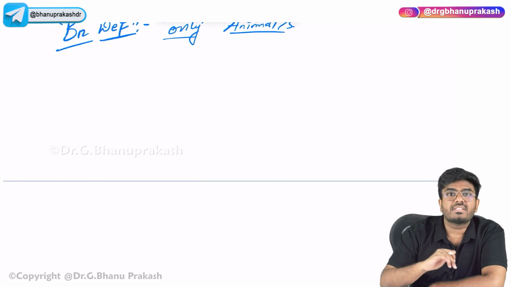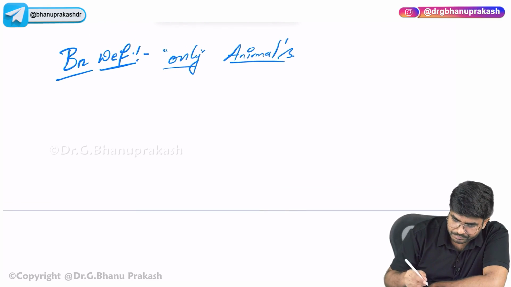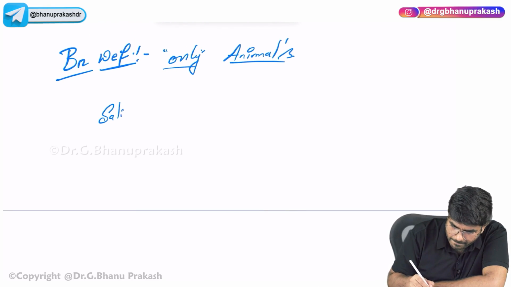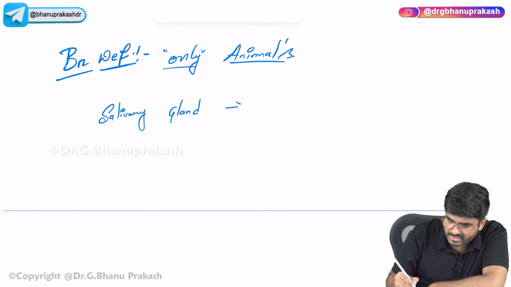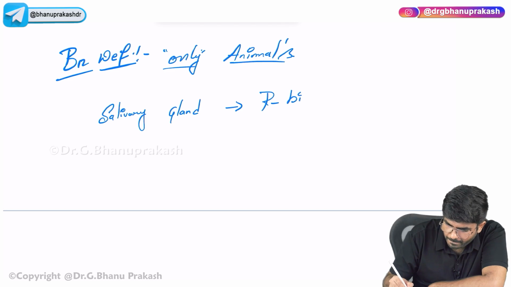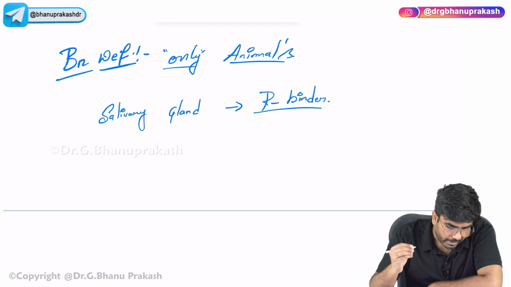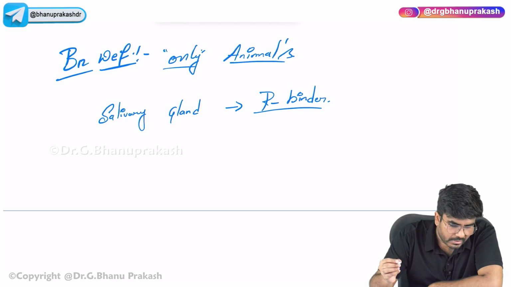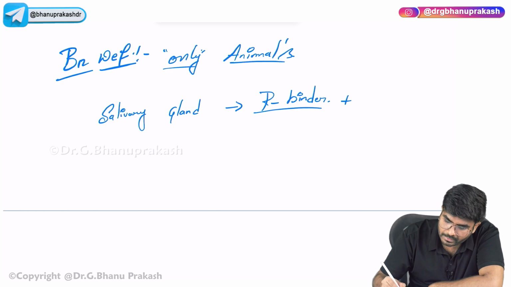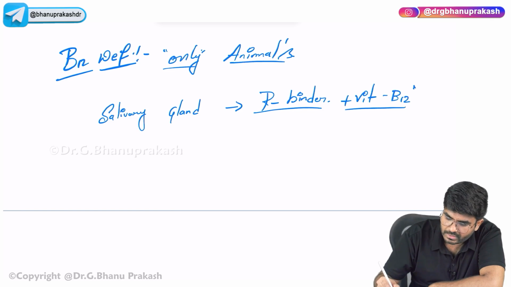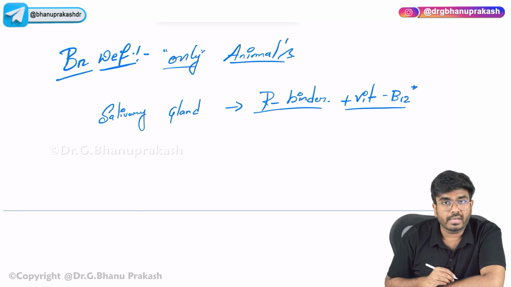So how is vitamin B12 absorbed? Our salivary glands produce a protein called R binder. Now this R binder is going to bind with vitamin B12. So this is called the vitamin B12 R binder complex.